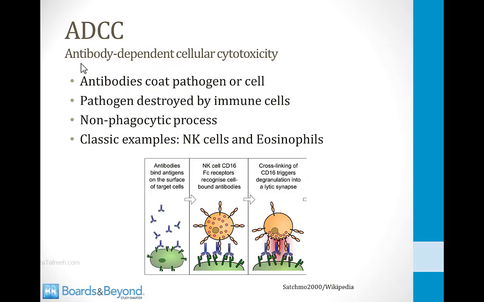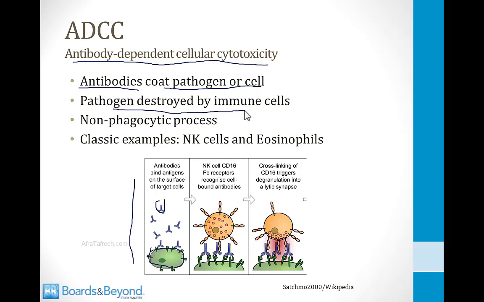Let's talk about the process of antibody-dependent cellular cytotoxicity. This is a process by which the adaptive and innate immune systems work together to kill a pathogen. In this process, antibodies, which are produced by B cells of the adaptive immune system, coat a pathogen or cell, and this is illustrated in this picture down here. IgG antibodies are coating this cell right here. The pathogen is then destroyed by immune cells in a non-phagocytotic process.